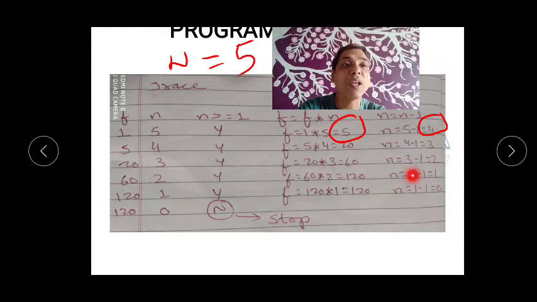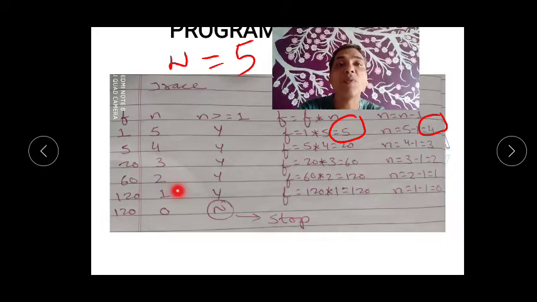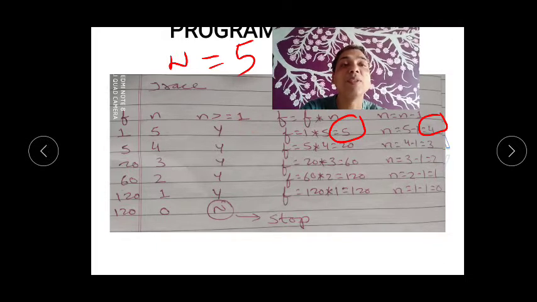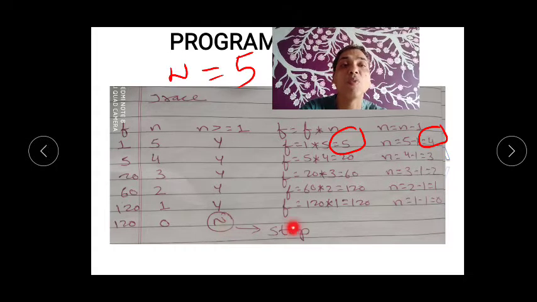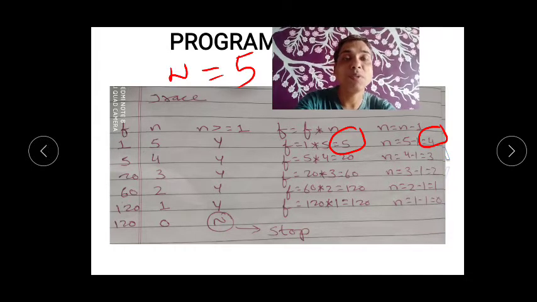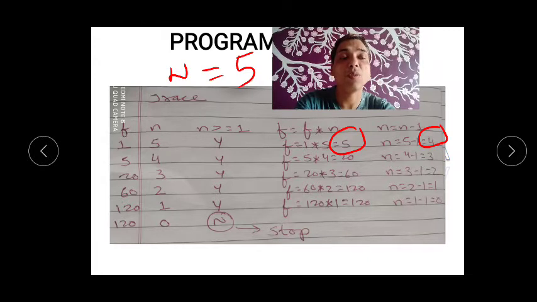Now what happens when n is 1? So can you see n becomes 1 and f becomes 120. So n is greater than or equal to 1. Yes, it is not greater than, but it is equal to. So again we will be doing this. So 1 into 120 is 120 only. Then can you see it becomes 0. So the latest value of n becomes 0 and f becomes 120. Now when n becomes 0, n is neither greater than nor equal to 1. So we have to stop. Since we stop, you have to end the algorithm or the flowchart.